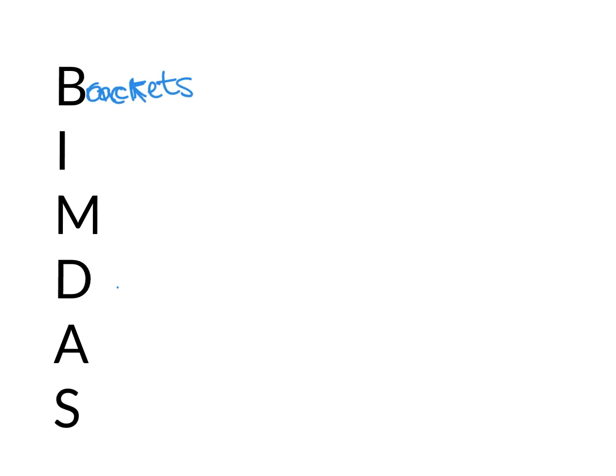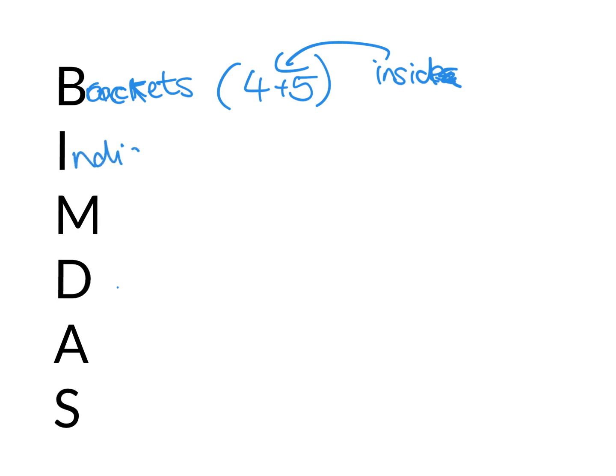So what do I mean by that? I mean, if you have, say, a bracket of 4 plus 5, we do what's inside the brackets first. The I stands for indices. So you may have seen indices before, or powers. So they're anything that looks a bit like this: 2 squared, 3 cubed, 4 squared, and so on.